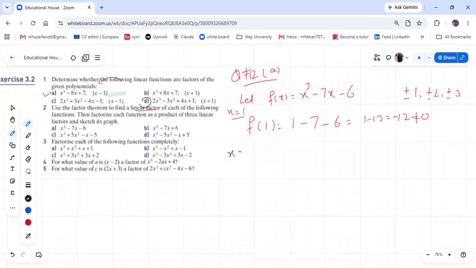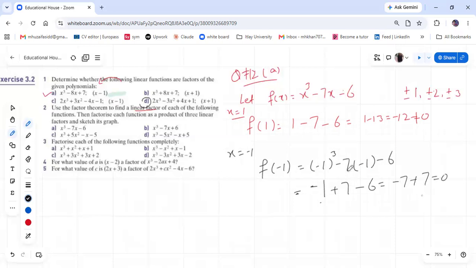After this we try x equal to minus 1. So f of minus 1 is equal to minus 1 to the power 3, minus 7 times minus 1, and minus 6. Minus 1 cubed gives us minus 1, then minus minus 7 gives plus 7, and this is minus 6. Minus 1 and minus 6 gives minus 7, and minus 7 plus 7 is equal to 0.